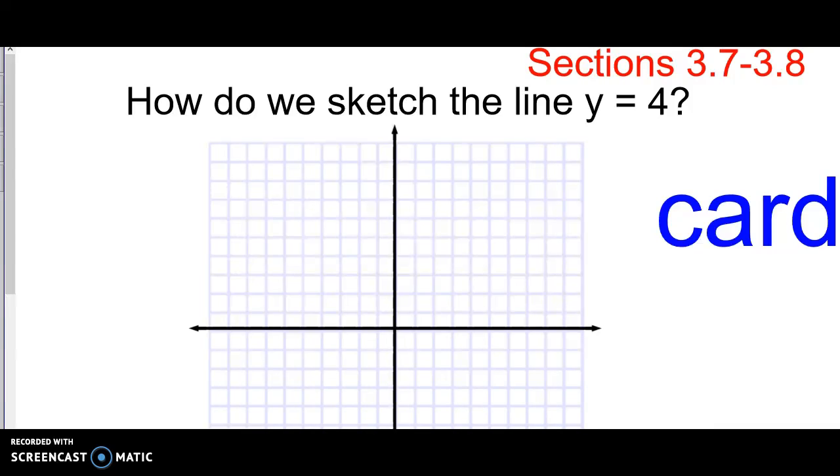Today we're going to talk about graphing lines. We're going to go back to some Algebra 1 concepts. We're going to make several cards. When you need to write something down, just pause the video and then hit play again after you've written them down.